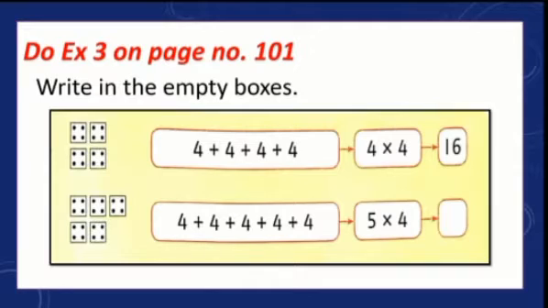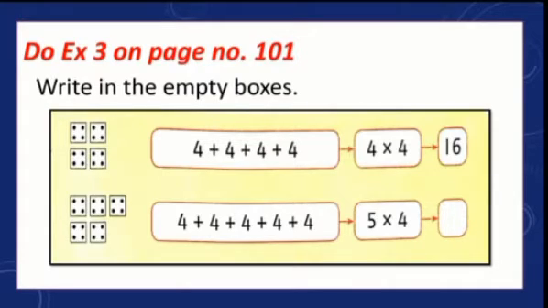As you can see in the first example, there are 4 dice. Each has 4 dots on it. So when we add 4 four times, the answer will be 16. When we multiply 4 by 4, the answer remains the same as 16.